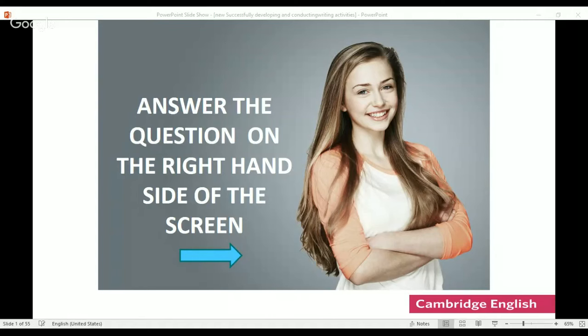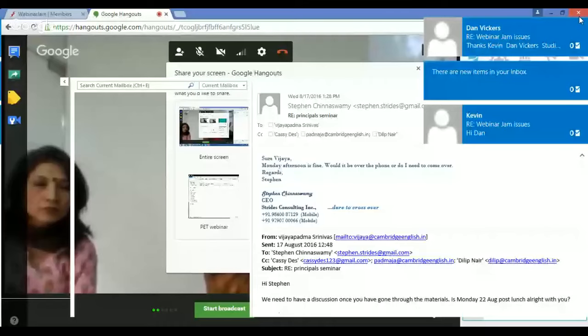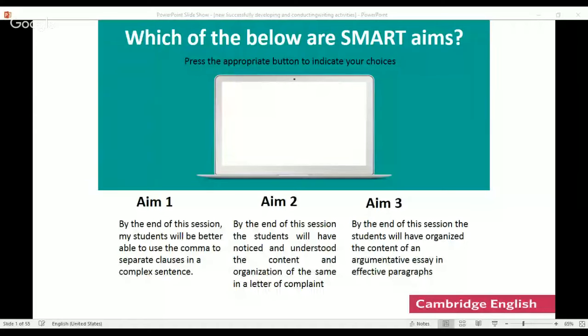So which of the below are SMART aims? Is it aim 1? Is it aims 1 and 2? Or is it aims 2 and 3? Or is it aims 1 and 3? Or is it all three? Which of the below are SMART aims? Indicate your preferences. Everyone?